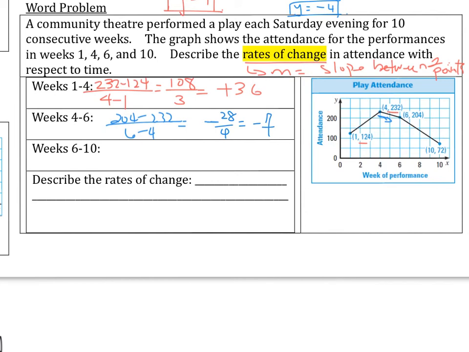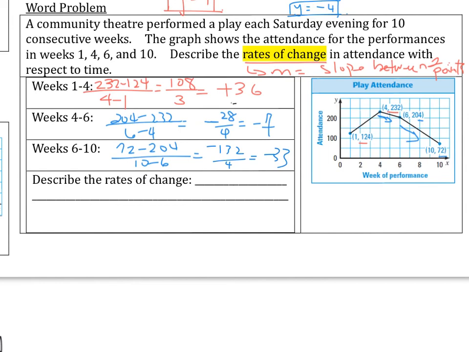And then your graph continues to fall. So from weeks 6 to 10, our slope is still negative. 72 minus 204 over 10 minus 6. Now we have negative 132 over 4, which gives you negative 33. Okay. So these are all your rates of change.